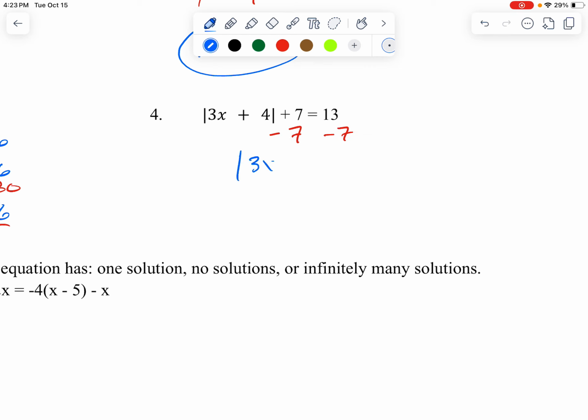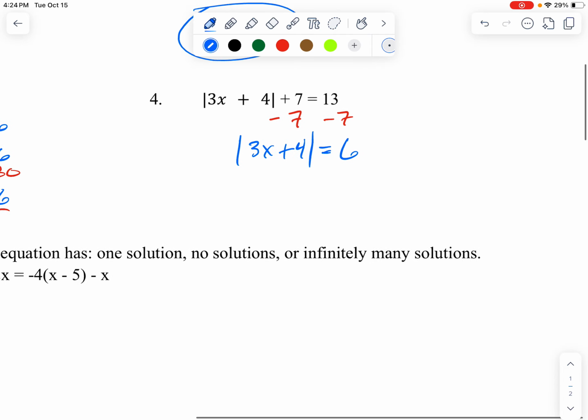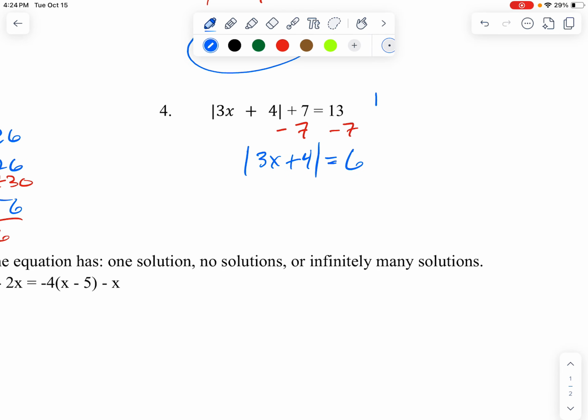So I've got absolute value of 3x plus 4 equals 6. 13 minus 7 is 6. Now that we've got it here, we can split this equation into two, and I'm going to be a little bit short on space here. Let me see if I can fit them over here. So we've got 3x plus 4 equals positive 6, or 3x plus 4 equals negative 6.